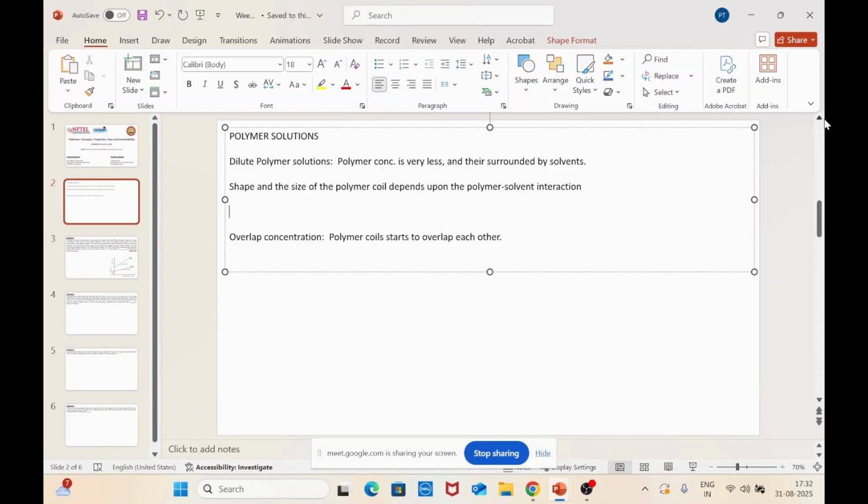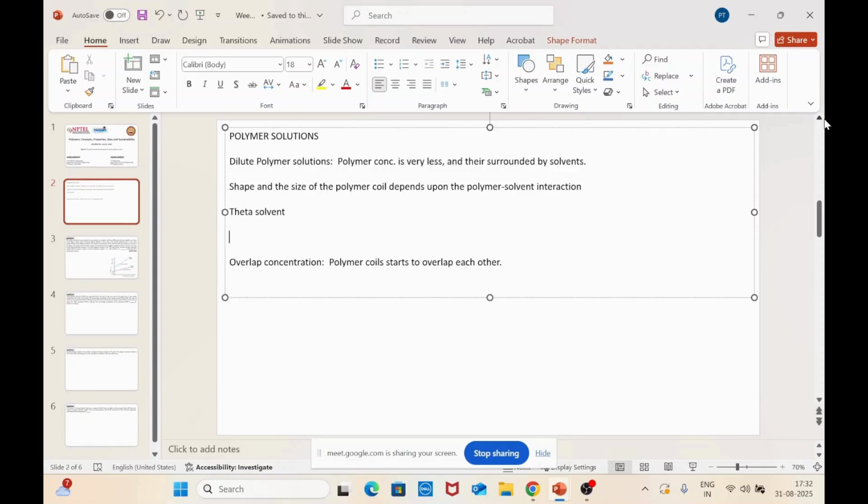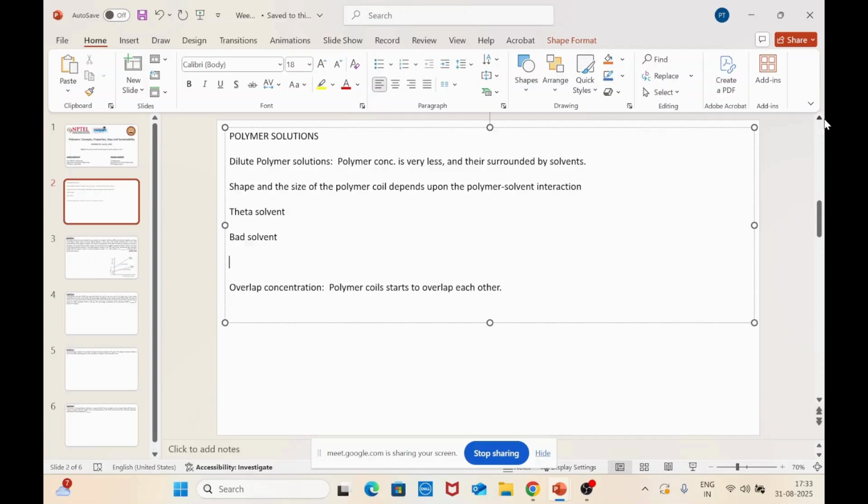In the case of a theta solvent, there are no interactions between the polymer and the solvent. So there are totally three types of solvent based on their interaction. One is the theta solvent, and another one is the bad solvent. In a bad solvent, the polymers tend to coil up, they tend to aggregate, and then they tend to deposit at the bottom. That type of solvent is called a bad solvent.